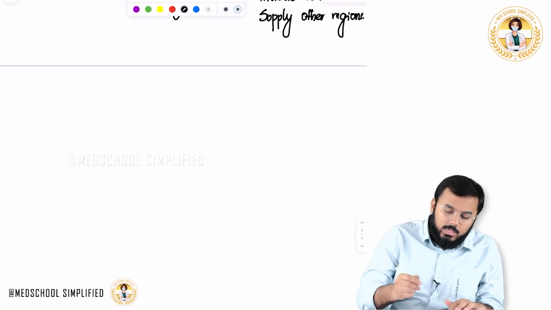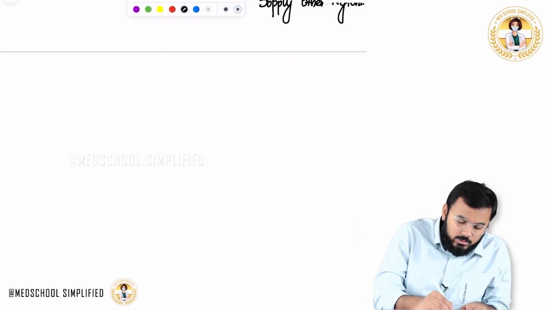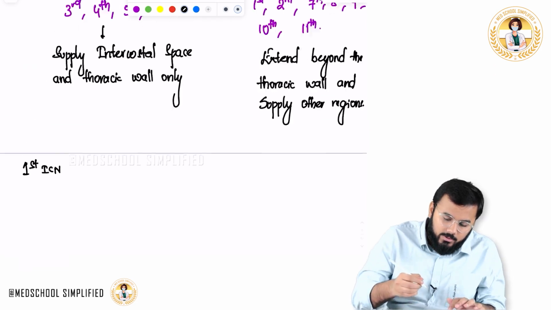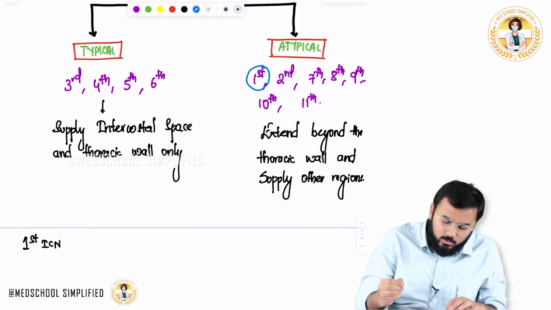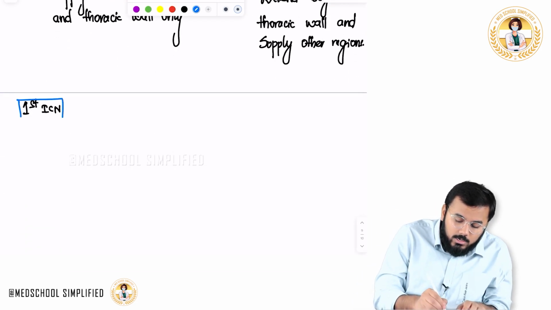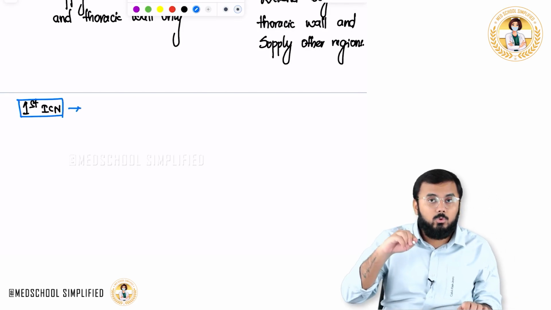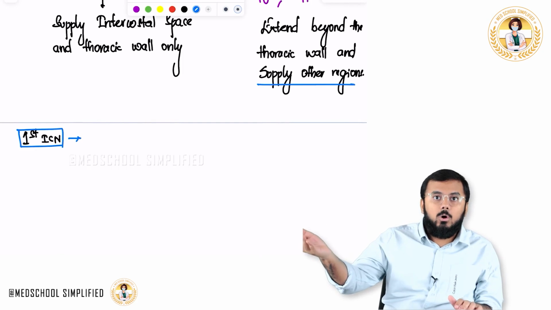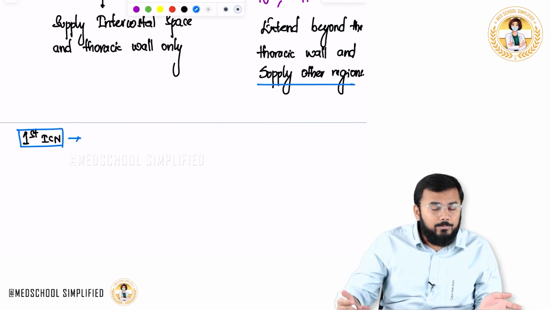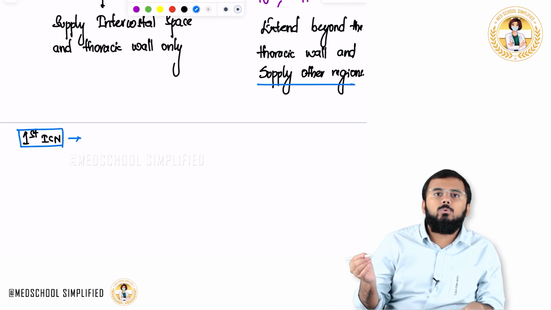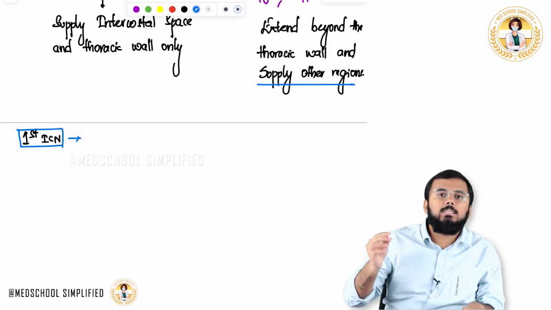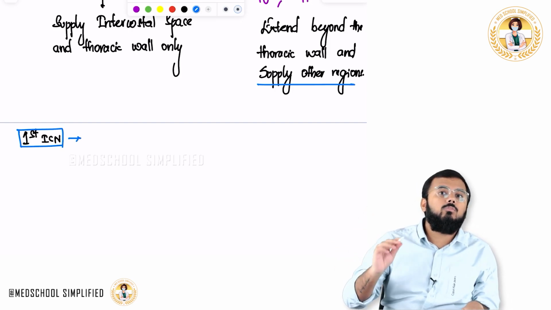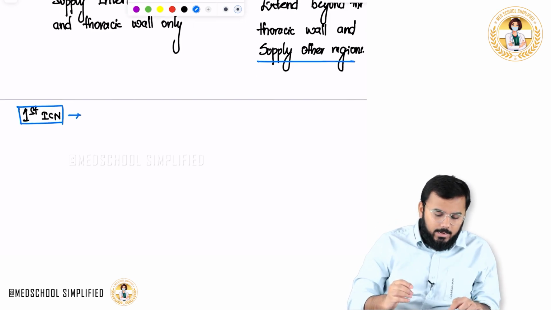For example, if you look at the first intercostal nerve, it not only supplies the thoracic cage but also supplies other regions outside the thoracic cage. For example, the first intercostal nerve will continue as a nerve in the brachial plexus, that is, it will continue as the lower trunk of the brachial plexus.